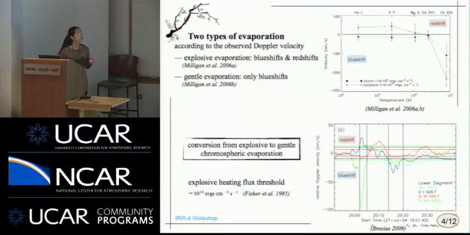Actually, these two types of evaporation can convert from one to the other. Here is an example of Doppler velocity versus time, and we can see explosive evaporation at an early time, and it converts to gentle evaporation at a later time during this flare. In addition, numerical simulations also suggested an energy flux threshold of about 10 to the 10th for explosive evaporation, which means that if the flux is greater than this value, we will see explosive evaporation.